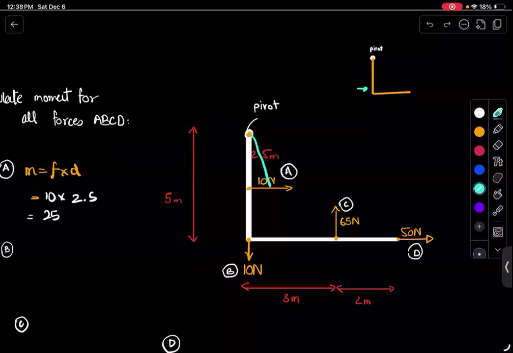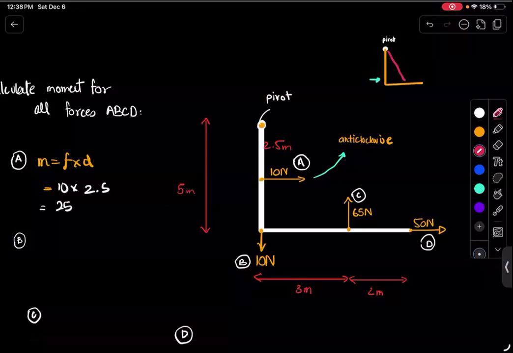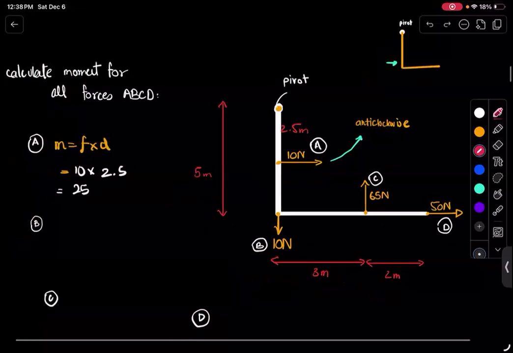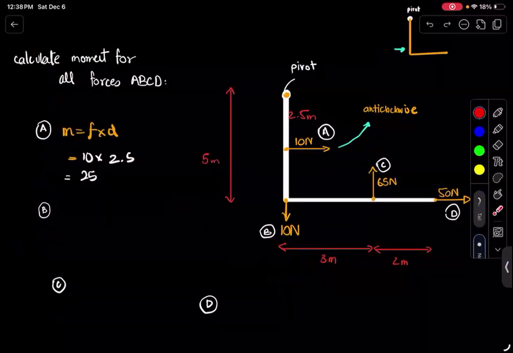It's going to turn your bracket like this, right? Because this entire thing is going to move towards the right. It's going to make your bracket turn anti-clockwise. Anti-clockwise, right? So this bracket is going to go a little bit like this. Then, what about force B? Now, force B, you've got a 10 Newton force and the distance from the pivot is 5 meters. Yes, what do you think? What would be the moment for force B?